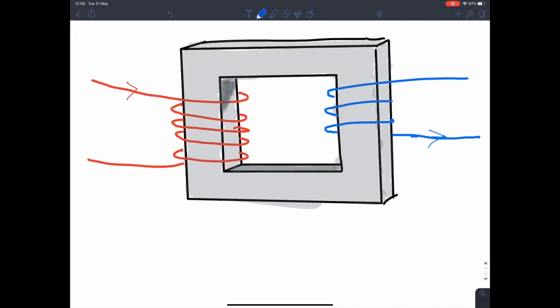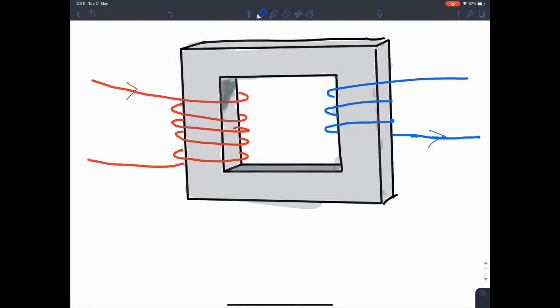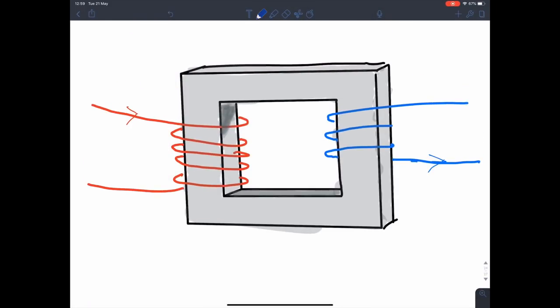So you have voltage in the first one. How would you know if this is a step up or a step down transformer? It's to do with the number of coils. So if you can see here, there are fewer coils in the secondary, which means it's a step down transformer. If there were more coils in the secondary, then it would have been a step up transformer. So step down reduces voltage, step up increases voltage.